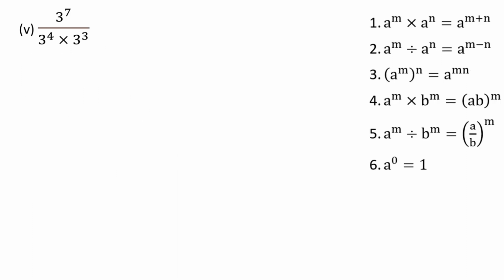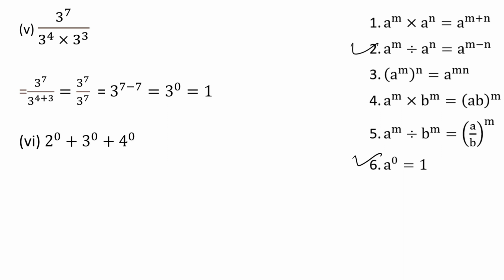Question number 5. Look at the base. It's 3 in the numerator as well as in the denominator. So first we would simplify the denominator. Using the first law, we do 3 raised to the power of 4 plus 3 in the denominator. So now it becomes 3 raised to the power of 7 divided by 3 raised to the power of 7. Using the second law, subtract the exponents because the base is the same. We get 3 raised to the power of 0, and 3 raised to the power of 0, using the sixth law, is equal to 1. So that's the final answer.